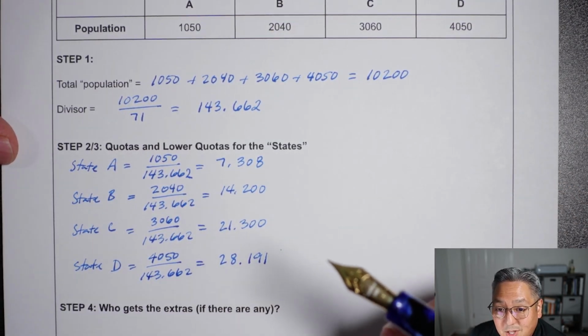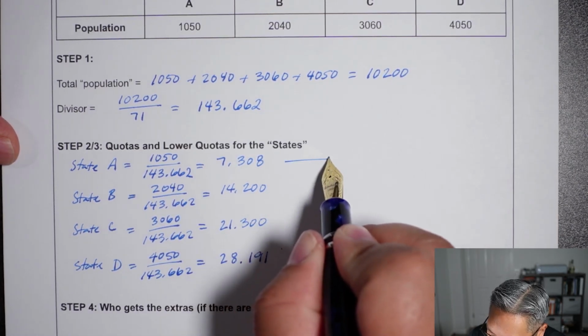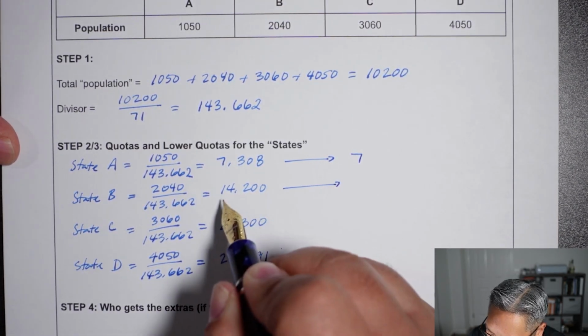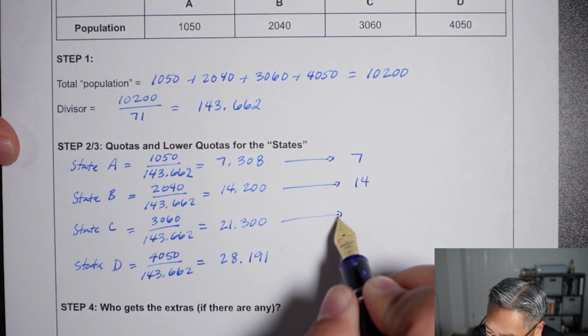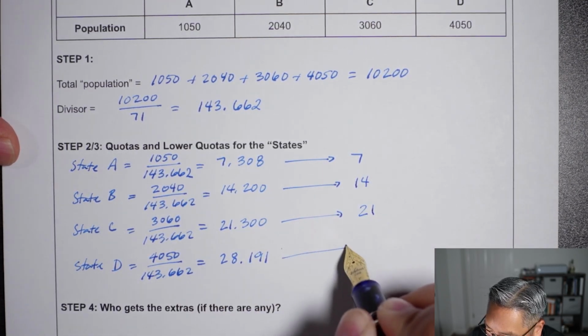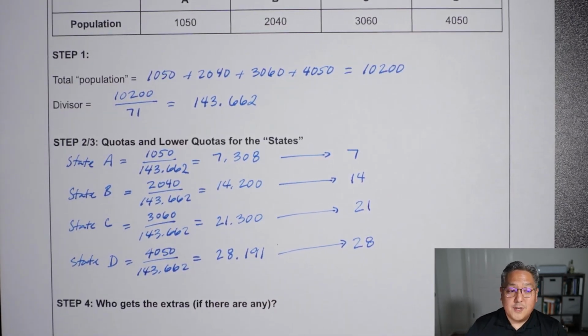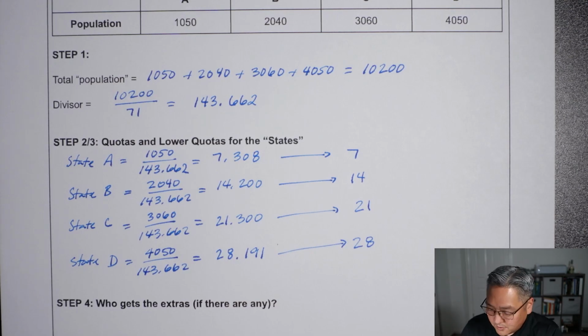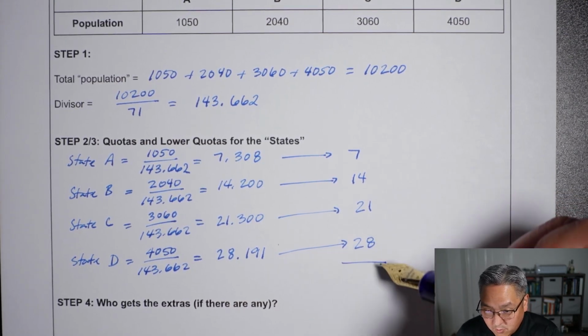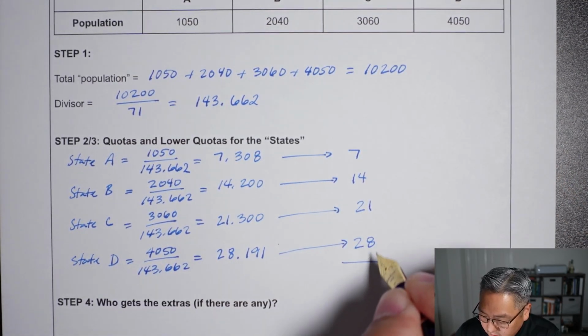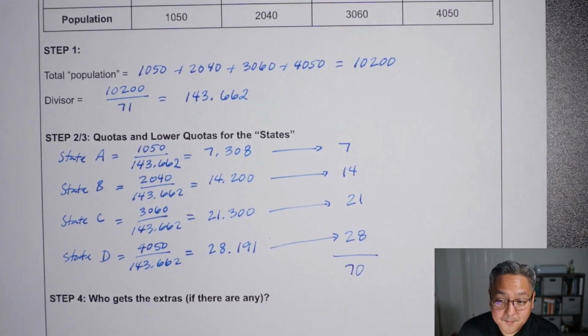And then our lower quotas, we're going to grab the whole number parts: 7, 14, 21, 28. So in this case, we know that everybody's going to get at least these amounts, right? These are the whole representatives. These are the whole human beings that are definitely going to represent these states. Let's see how close we were to the total number of representatives we were trying to give out. And we'll do that by adding up our lower quotas. That's going to end up being 70.